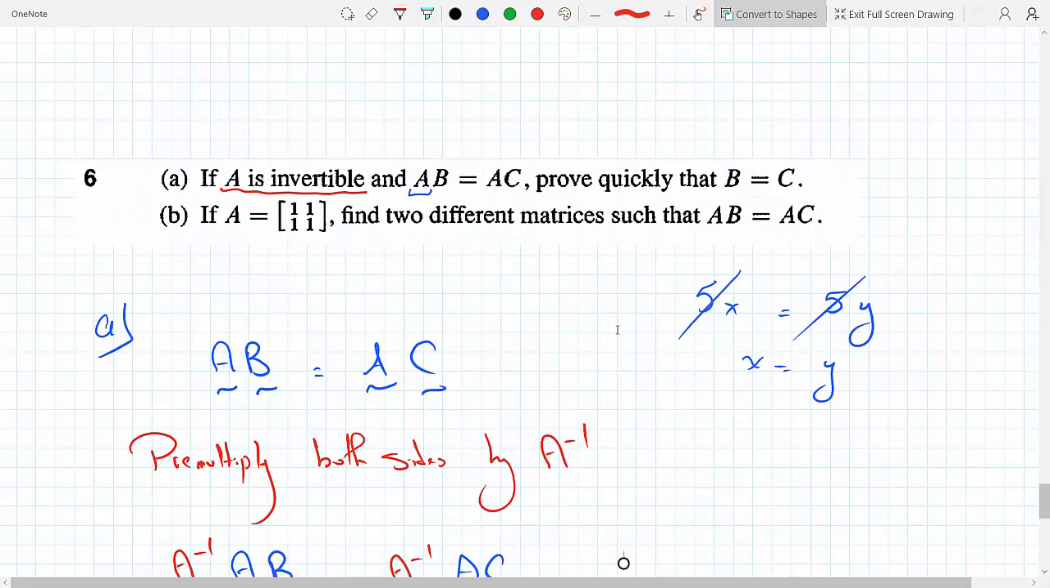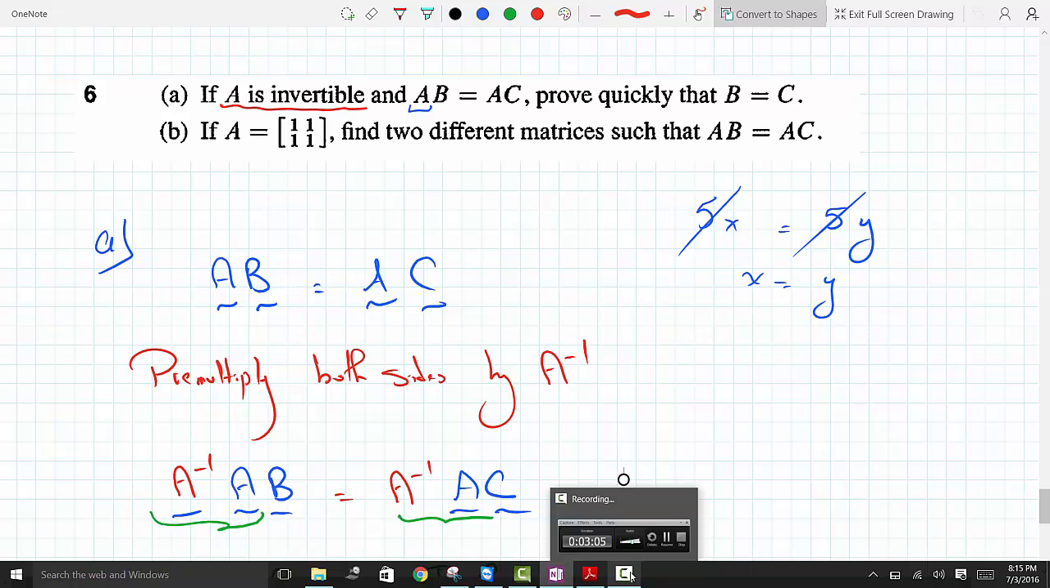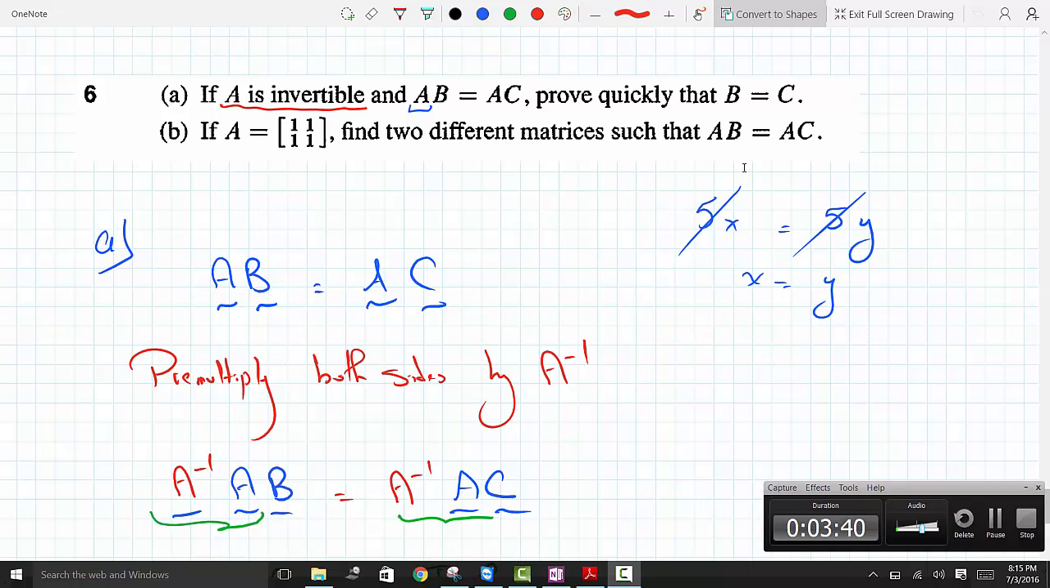This part B captures exactly that idea. It says A equals [1, 1; 1, 1]. Find two different matrices where these are equal. Notice that matrix A is singular, meaning it's not invertible, because the determinant is 0 here: 1 times 1 minus 1 times 1 is 0. So that means you could possibly find two that are different where you still get AB equals AC. So let's go ahead and do it, and you'll see how that fails. What you're going to end up with is two non-necessarily equal matrices.